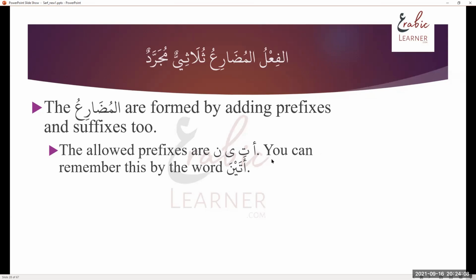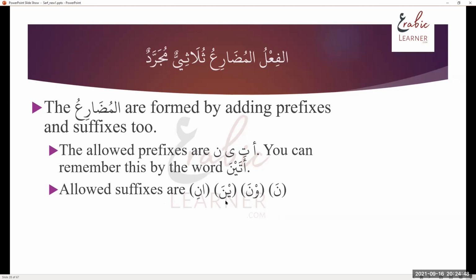You can remember these by the word Ataina. You can memorize this word Ataina. Hamza, Ta, Ya, Noon. This becomes the word Ataina. The allowed suffixes are Ani, Ina, Una, and Na. These are the allowed suffixes to make Mudaare from the Hua version of Mudaare. So these are the prefixes and suffixes that are allowed.